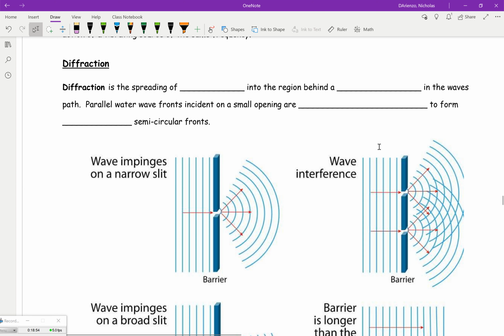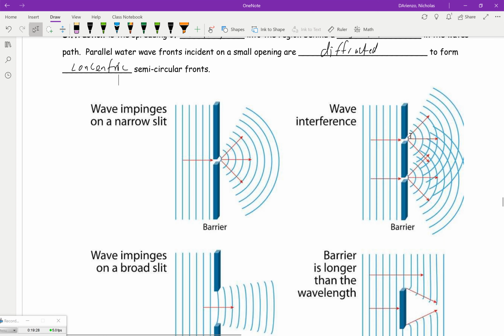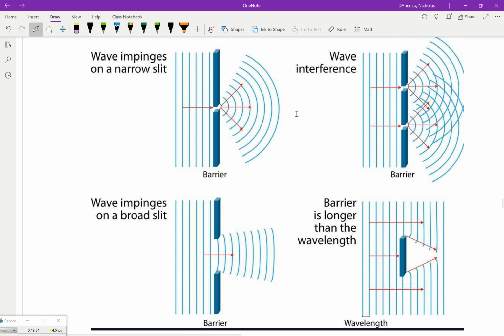Now, diffraction, the last phenomenon that we'll talk about, is the spreading of waves into the region behind a barrier that's in the wave's path. The parallel water wave fronts incident on a small opening are diffracted to form concentric semicircular fronts. And we looked at this in the simulator a few minutes ago.